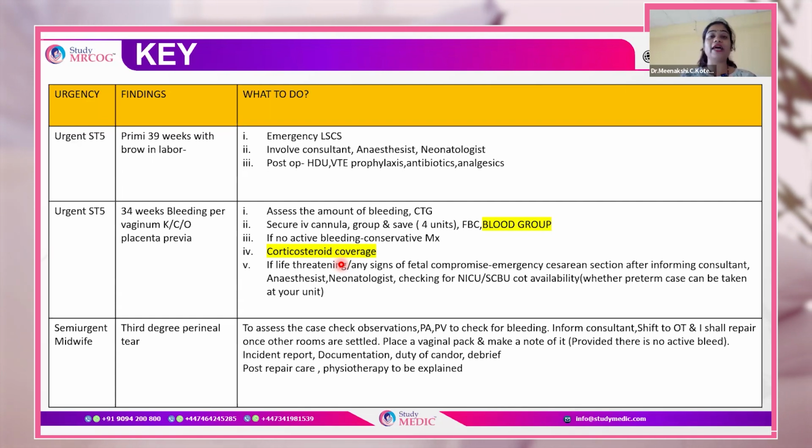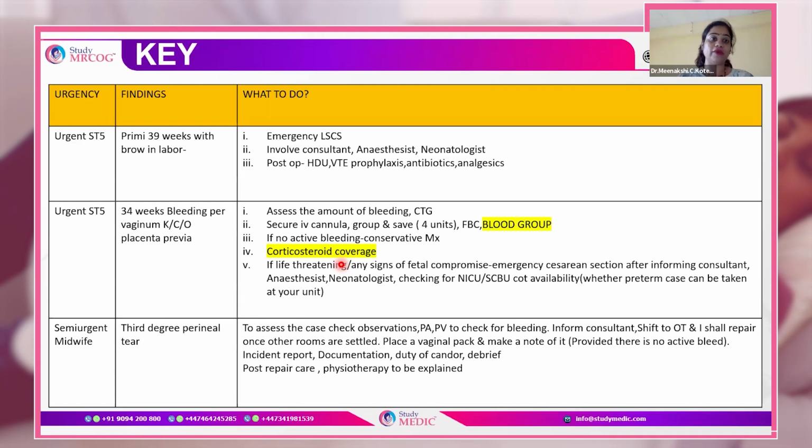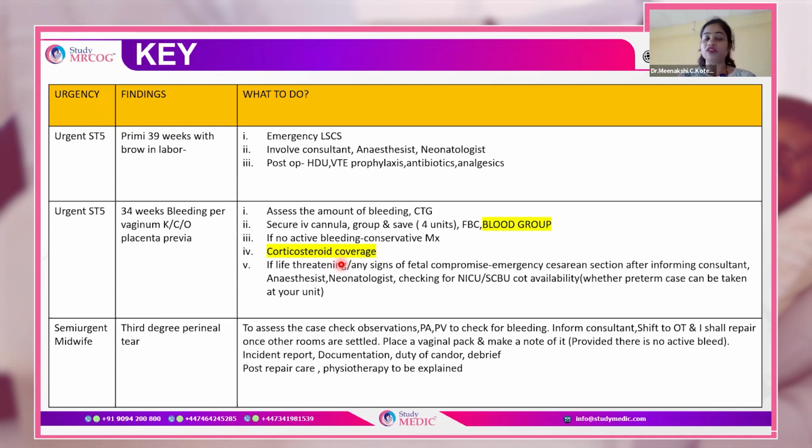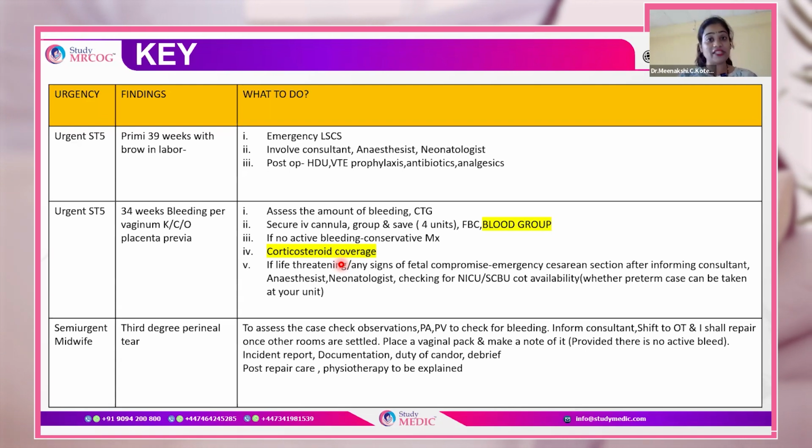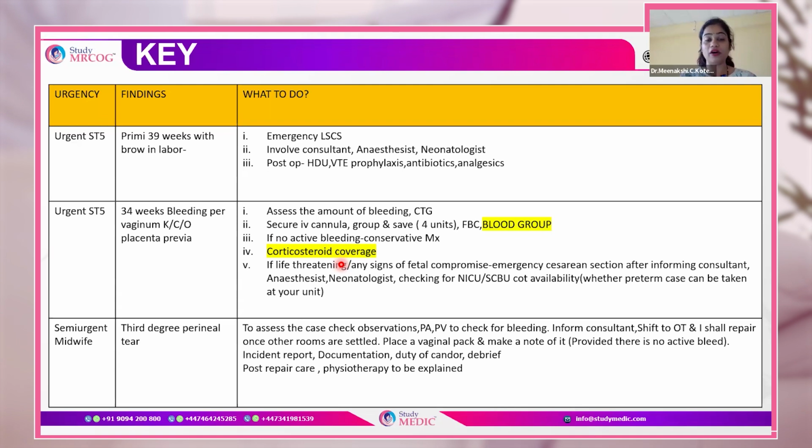Okay, you can give Entonox. Initially, you can offer inhalation analgesia while you're examining. Later, you can give proper regional analgesia whenever the repair is required. Shifting to the OT is again very, very important. And you can place a vaginal pack as well, just in case she's got any bleeding, and then you can shift to the OT, which is going to be prepared by the consultant or by you under supervision.